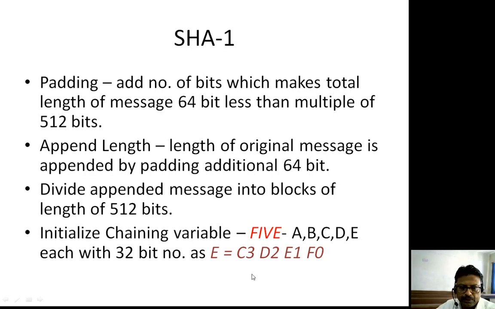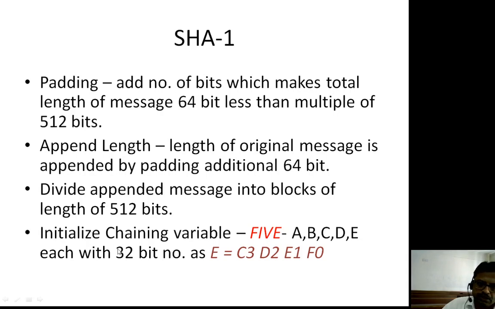Now the fourth step has a little bit of change. In MD5 we used to take 4 variables A, B, C, D with certain values: 0 1 2 3 4 5 6 7, 8 9 A B C D E F, then F E D C B A 9 8, then 7 6 5 4 3 2 1 0.